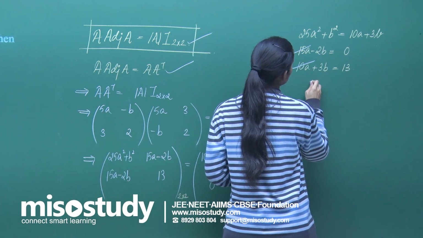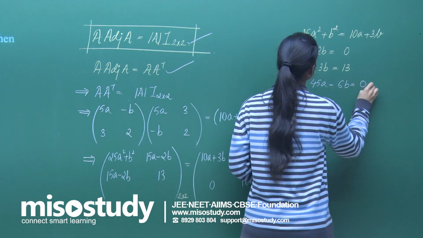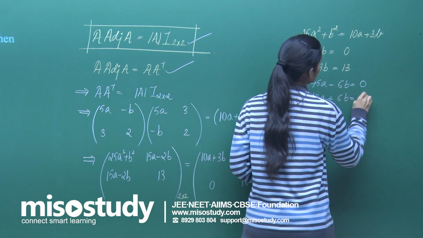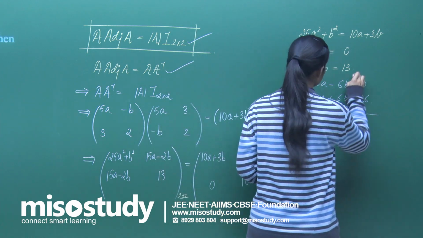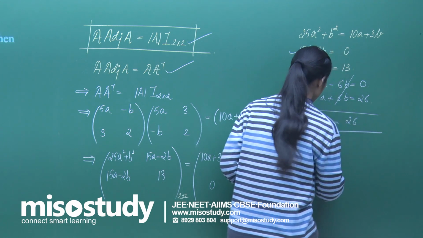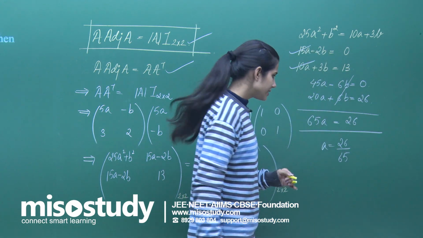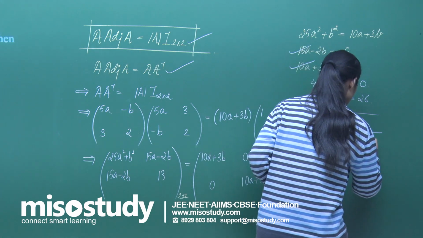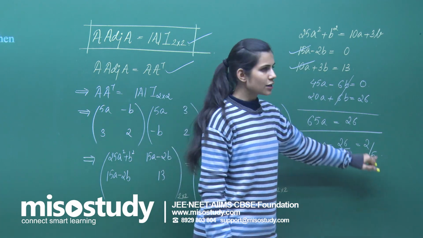Here I multiply throughout by 3. So you get 45a minus 6b equals 0. Here multiply throughout by 2. So you get 20a plus 6b equals 26. Now this cancels out. This gives you 65a equals 26. a is equal to 26 upon 65. 13 into 2 is 26 and 13 into 5 is 65. So you get 2 by 5. a comes out to be 2 by 5.